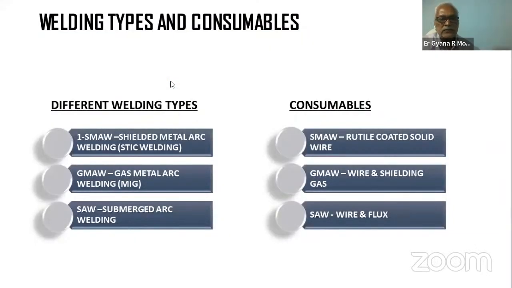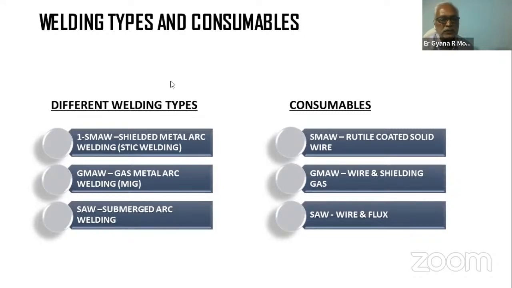What are the different types of welding? One is shielded metal arc welding, or what we call stick welding. What every fabricator normally uses, or used earlier, was stick welding. Then we have gas metal arc welding, which we call MIG. MIG is a process where you use a shielding gas, either carbon dioxide, argon, or a mixture of argon and carbon dioxide.